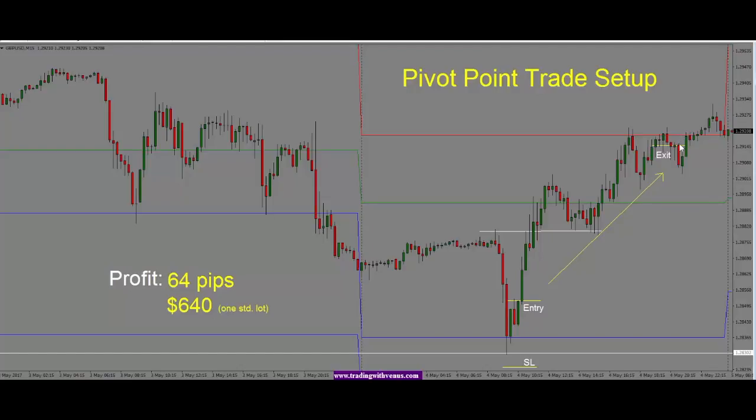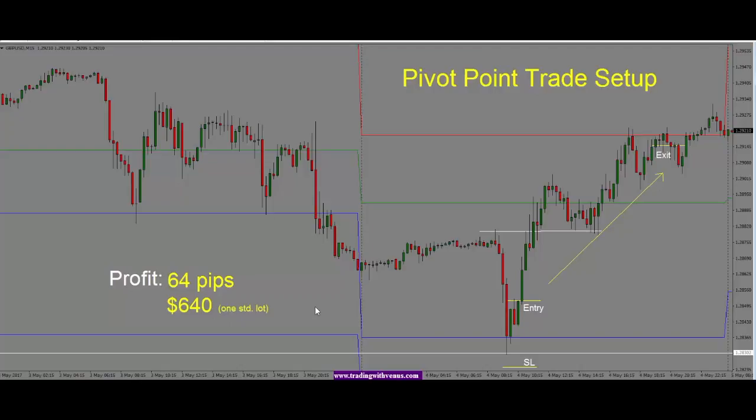But as we continue on here, we see that the price is rejecting the R1 level once again. So now we have a bit of a double top going on here, so we can exit the trade, because after that point we wouldn't know where the price was likely to go. So from entry to exit here, we have 64 pips in the trade or $640 if trading one standard lot.